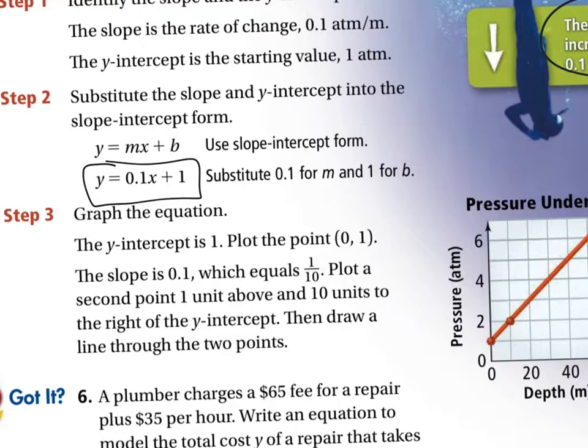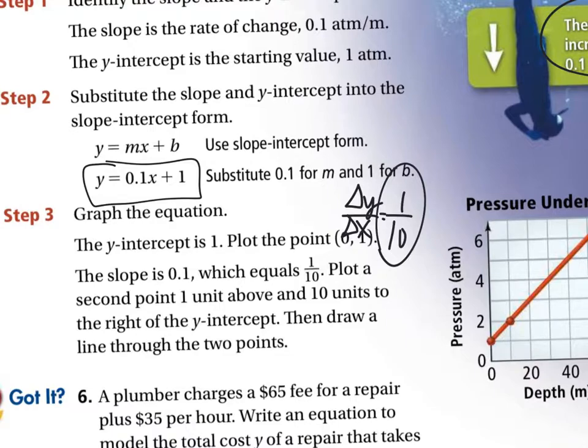This one is a little bit different if you wanted to. I mean, we could go up. What you might want to do is just put that as a fraction instead of going up 1/10 and over 1. If you write it as a fraction, 1/10, we could go up 1 and over 10. So up 1 and over 10, and that would take us to the point (10, 2).